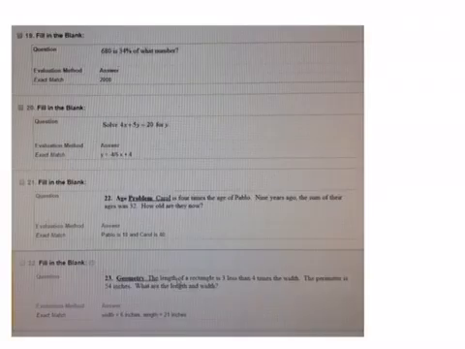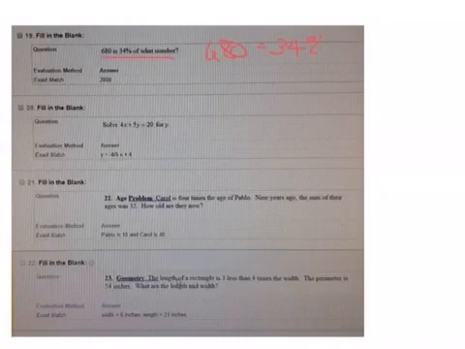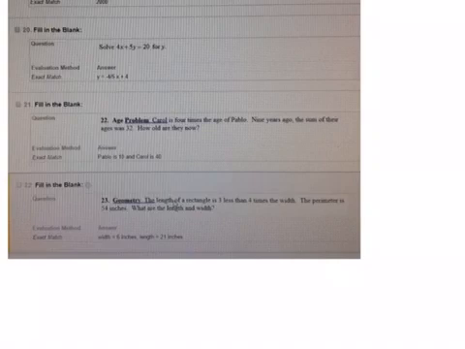Okay, 4 more to go. 680 is 34% of what number? Change that 34 to 0.34. Divide by 0.34. Divide by 0.34. And you're done. 420.